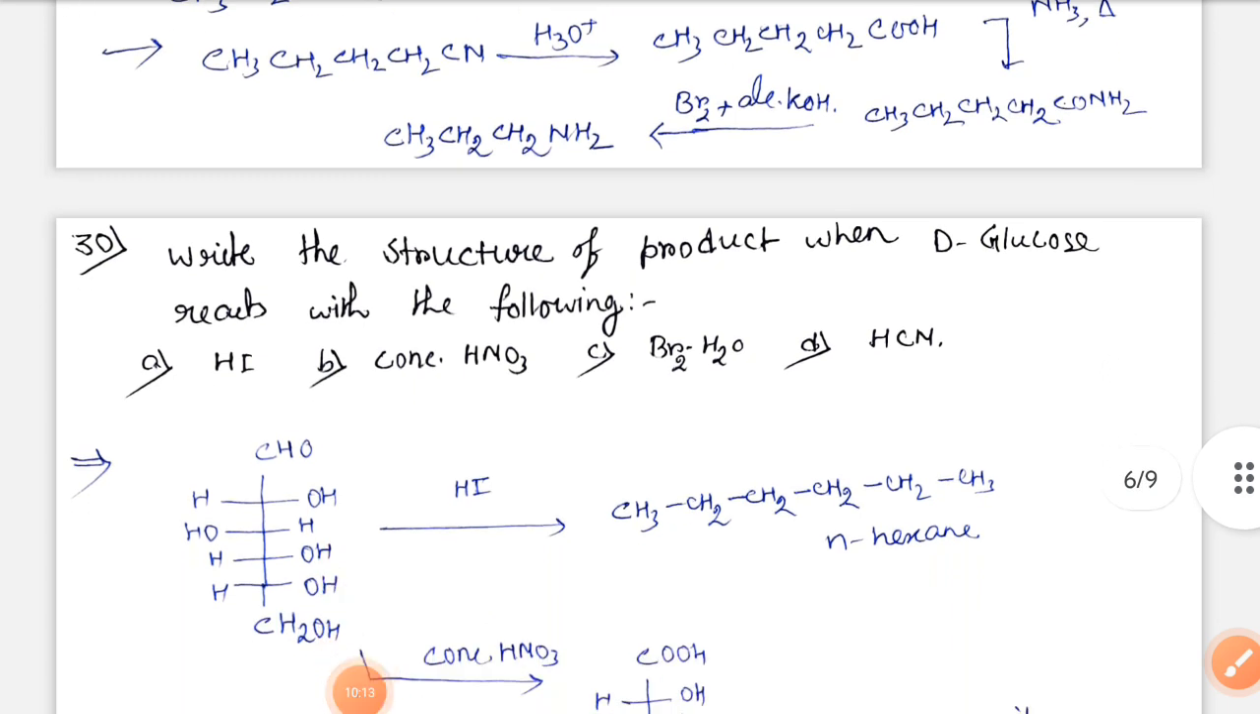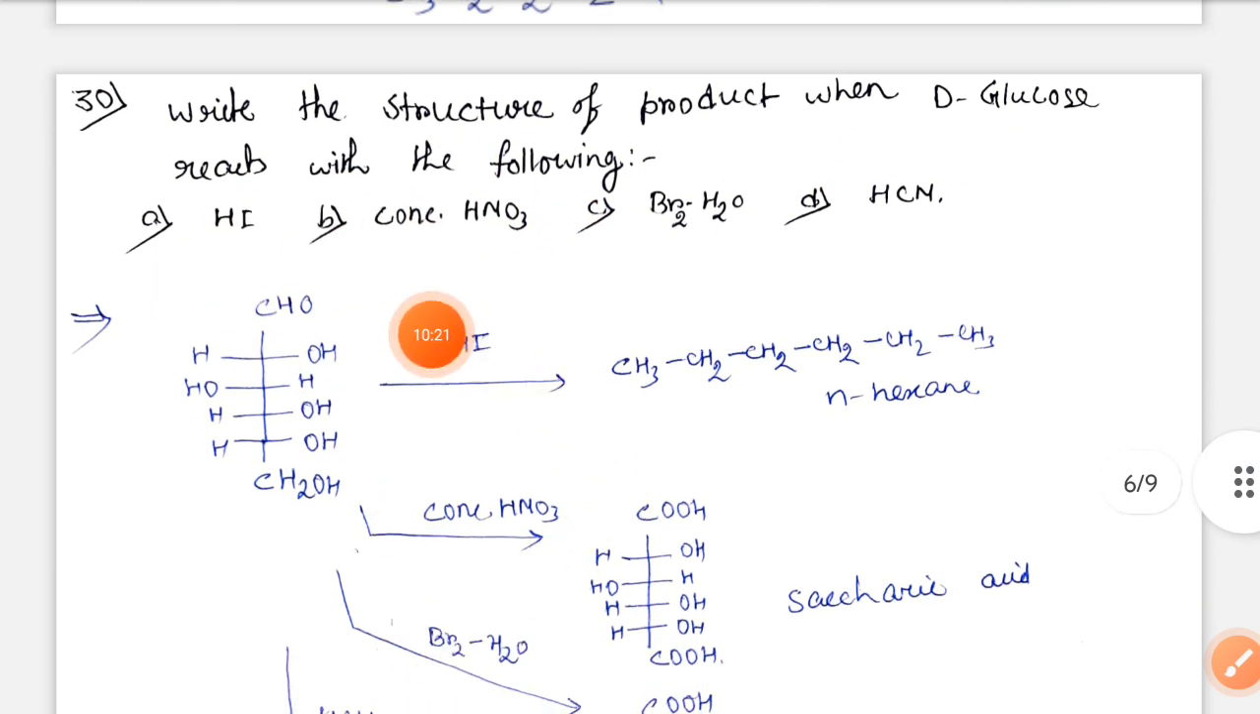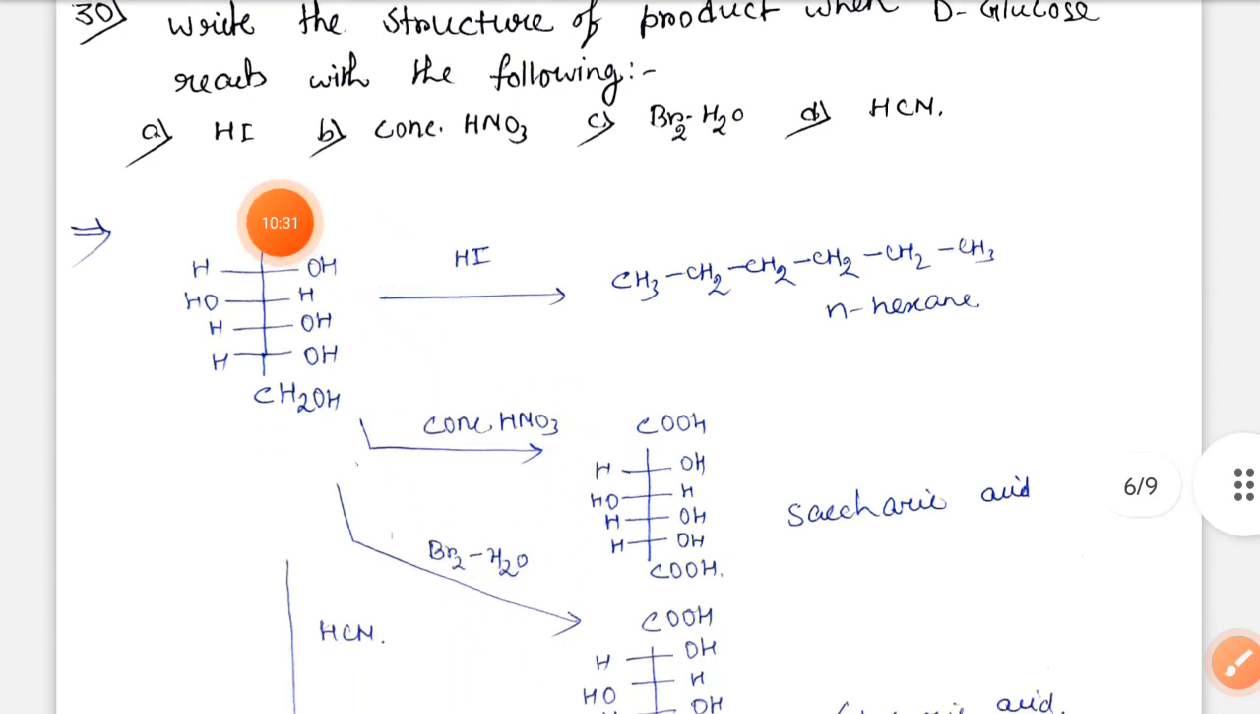Next, write the structure of product when D-glucose reacts with the following. That is HI. If we add HI to the glucose, then n-hexane is formed. Next, concentrated HNO3, that is a strong oxidizing agent. So here CHO and CH2OH both groups are oxidized.